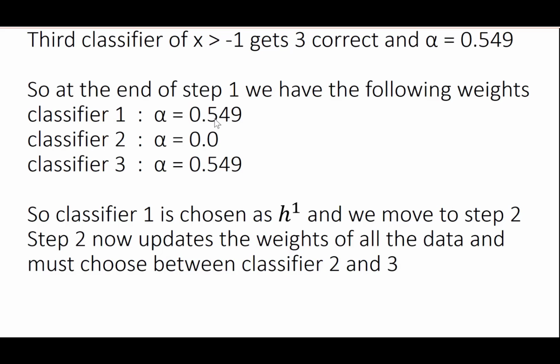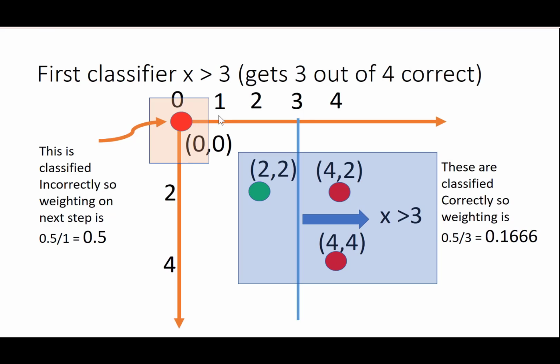We've got alpha 1 with this weight, alpha 2 with this weight, classifier 2 with this weight, and classifier 3 with the same as 1. And because 1 was there first, we're going to choose 1 as the first classifier. Okay, so H1 is classifier 1, and now we move to step 2, and we have to update the weights of all our data based on the fact that we've got this 1 classifier. We've got these other 2 now waiting in the wings.